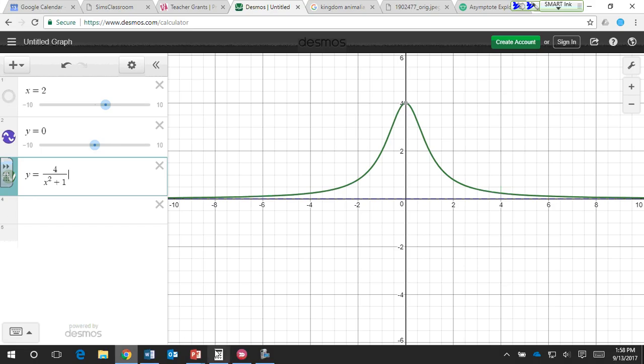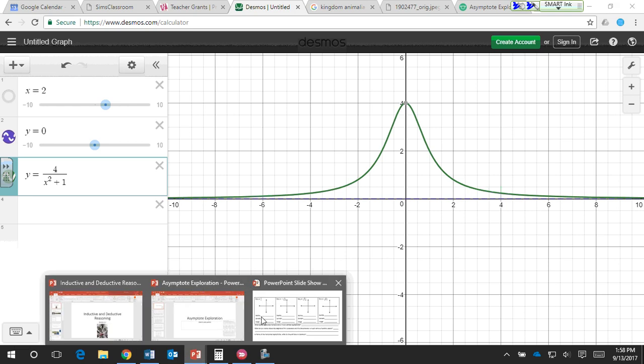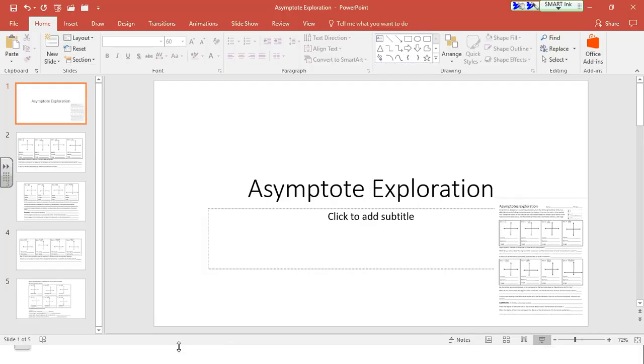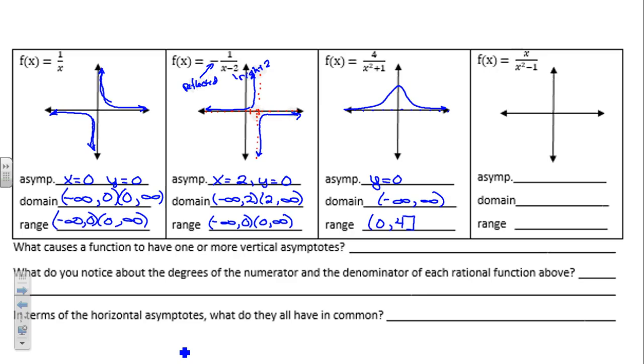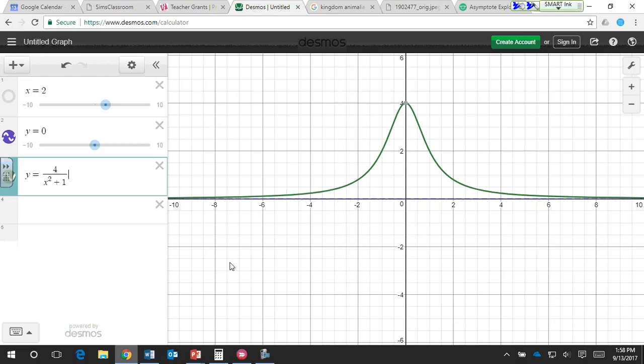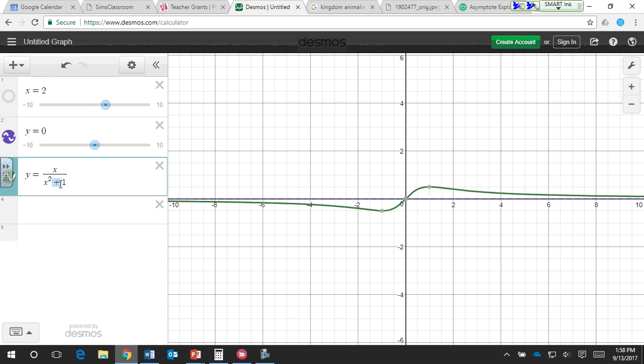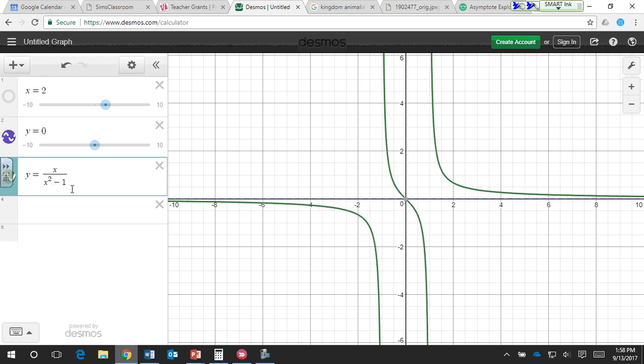Okay, so what happened with this next one? All right, so the next one is x over x squared minus 1. And it's just never going to stop, is it? It just keeps going and going and going, doesn't it? So it looks like it didn't turn, did it?